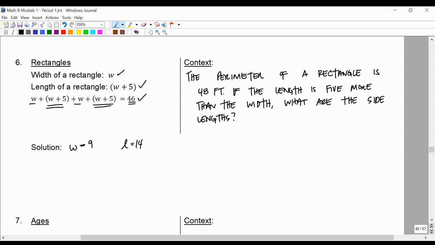And that was the last part of this lesson. This lesson was on making our own contexts going backwards with word problems.